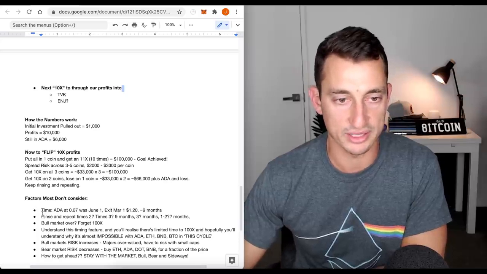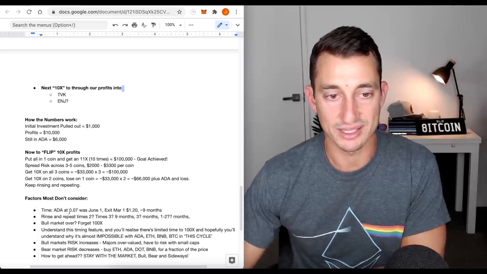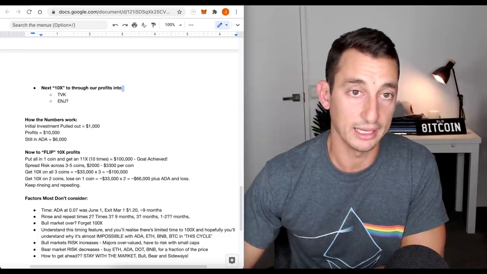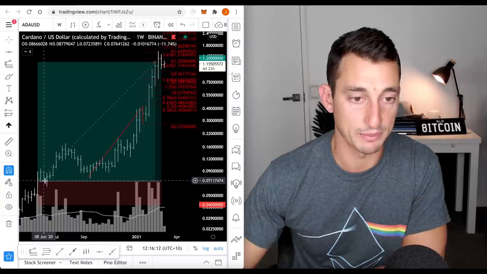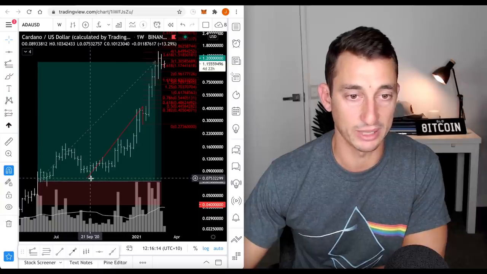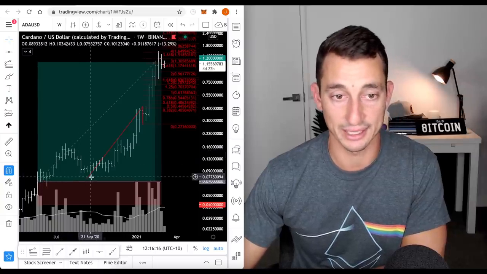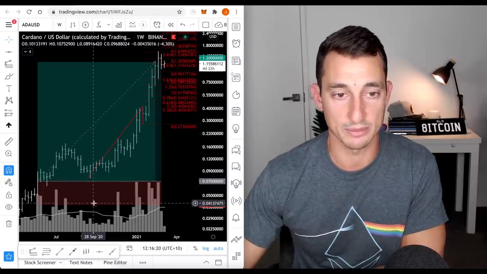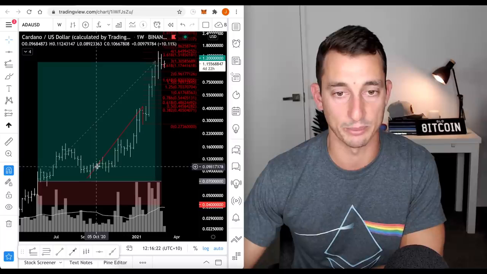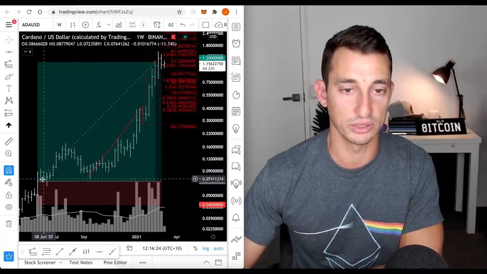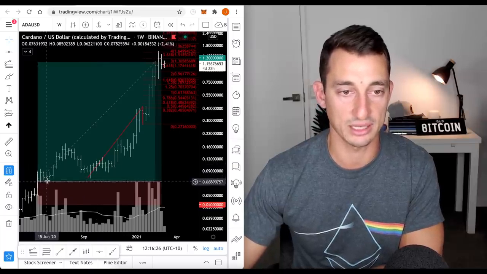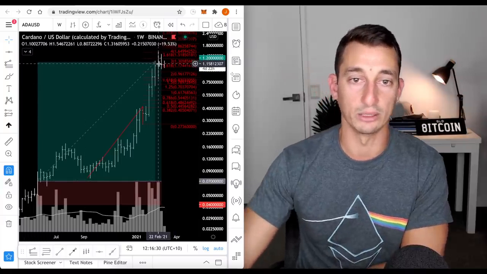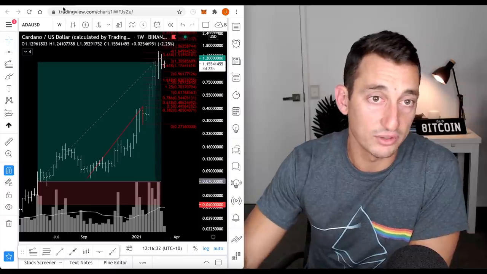Factors most don't consider: time. ADA was at 7 cents. That was on June 1st. Plus, it was 7 cents back here in around September. That was the second entry. Now, you're not ever going to know if you're going to get back into ADA at 7 cents, especially on such a quick spike down, and it was back at 9 to 10 cents. So this was your entry level here at around the 7-ish cents back in early June. And the exit was around the first week of March, last week of February, which gives us 9 months.